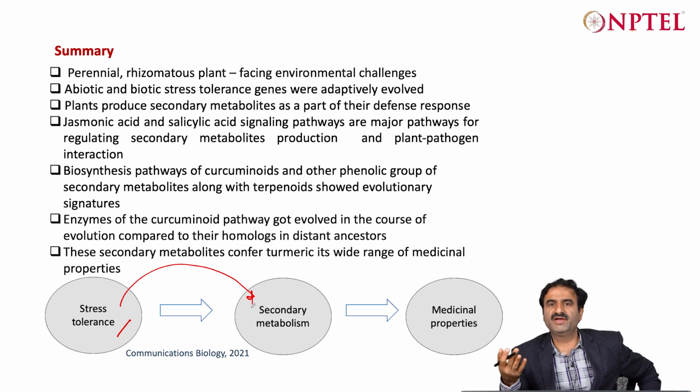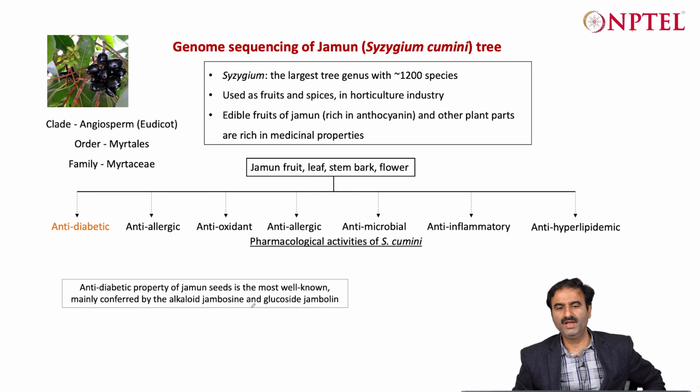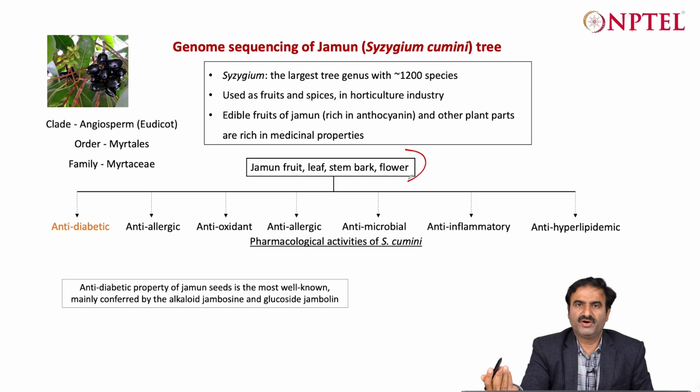But when we started consuming this plant or its products, those secondary metabolites that it was generating for itself to tackle stress, or basically for stress tolerance, have medicinal properties, and that we know today in the case of turmeric. Similarly, jamun is known to be important for anti-diabetic, antimicrobial, antioxidant and many other properties, and its genome was not known, and almost all of its products are used for various purposes in Ayurveda and modern medicine, right.